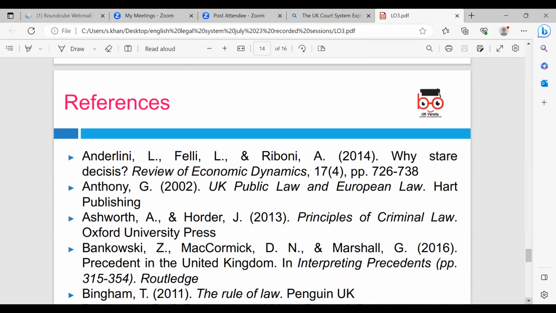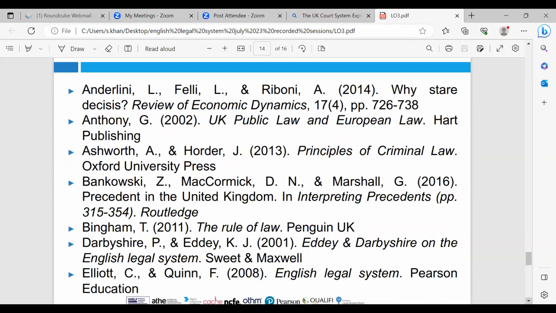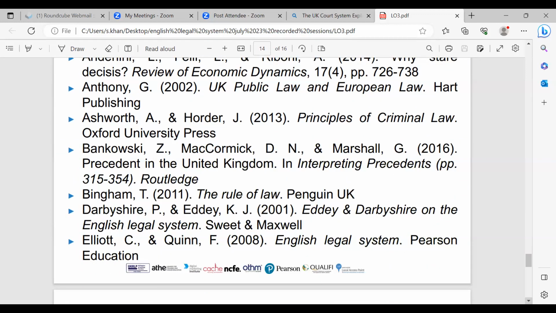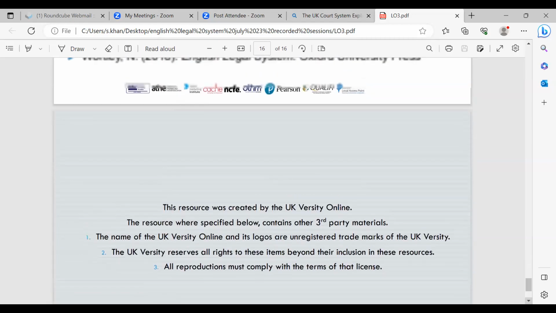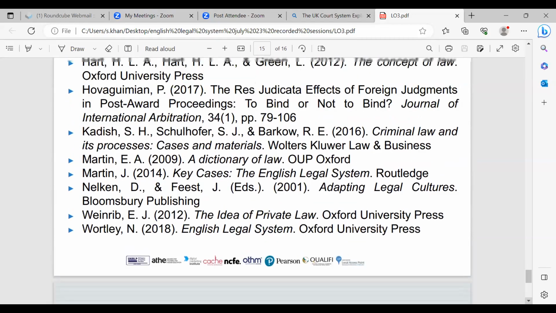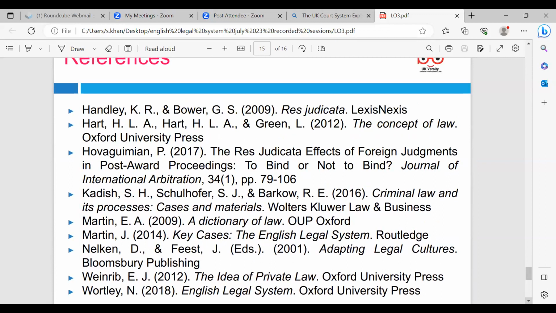Some of the references are just here: public law, European law, Hart Publishing, principles of criminal law, and interpreting precedents. Some more references just there as well. In regards to any additional information, please use Moodle as your main resource for getting any additional information and any case law that will help you towards completing your assignment part on Learning Outcome 3.